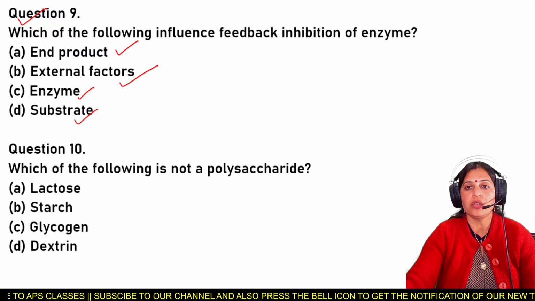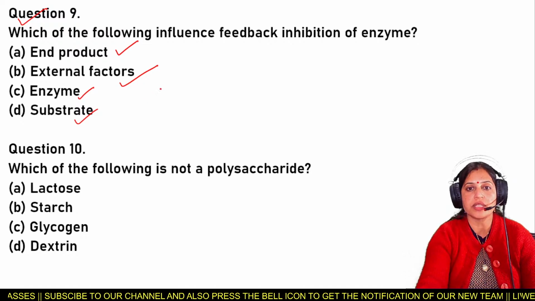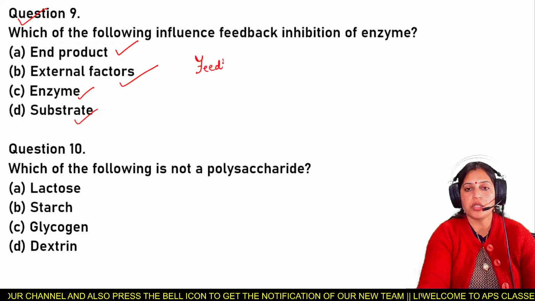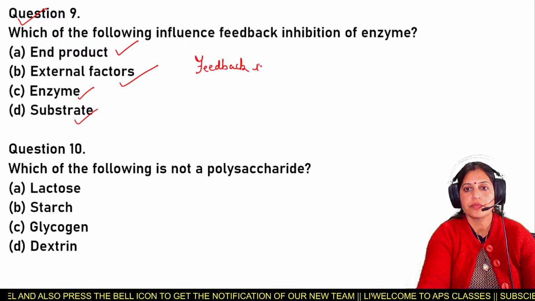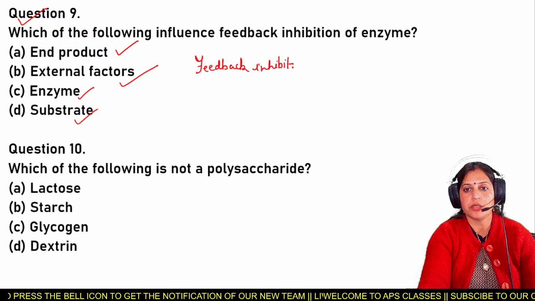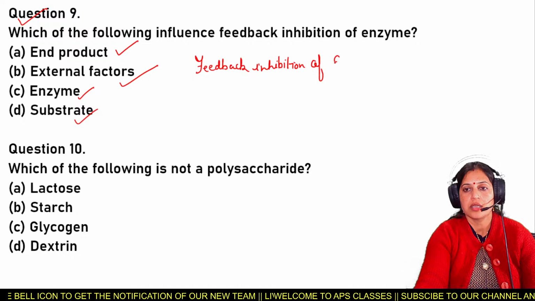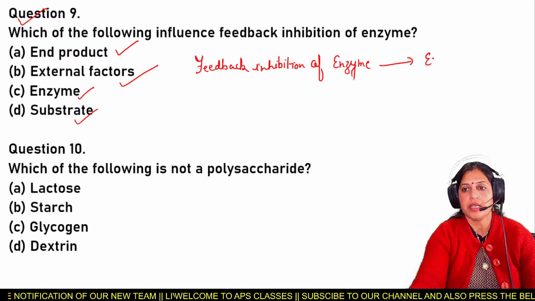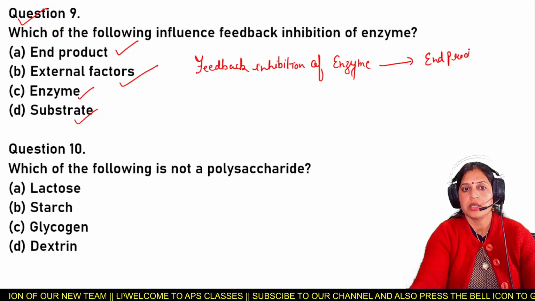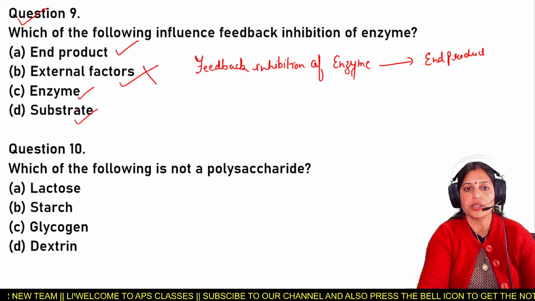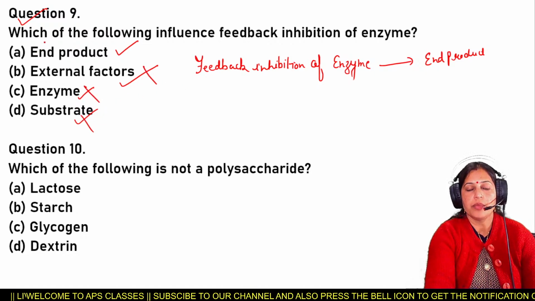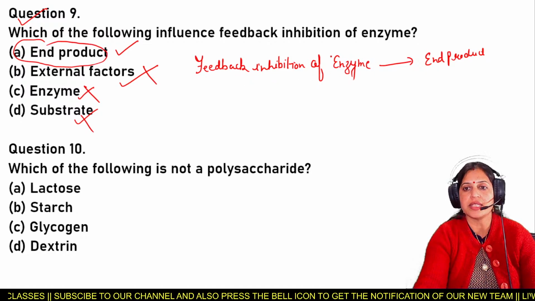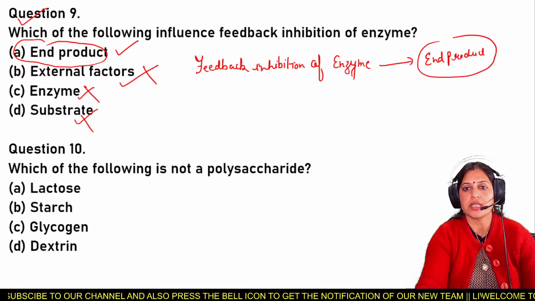Which of the following influence feedback inhibition of enzyme? So the feedback inhibition of enzyme, that is the end product, not the external factors, not the enzyme, not the substrate, but end product is the one that influences feedback inhibition of an enzyme. So this is the right answer.